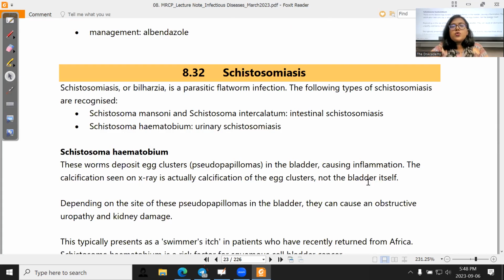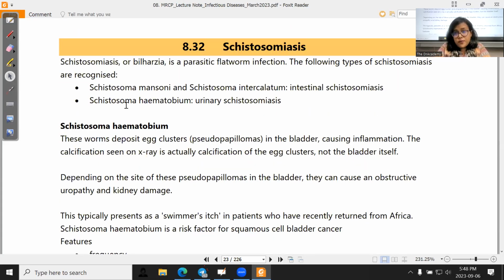Okay, for schistosomiasis, there are several types of schistosomia infection. One is schistosomiasis mansoni, japonicum, intercalatum, hematobium. Okay, hematobium is the only one that affects the urinary bladder, and schistosomia mansoni and intercalatum causes intestinal schistosomiasis. Japonicum can also involve the liver as well.